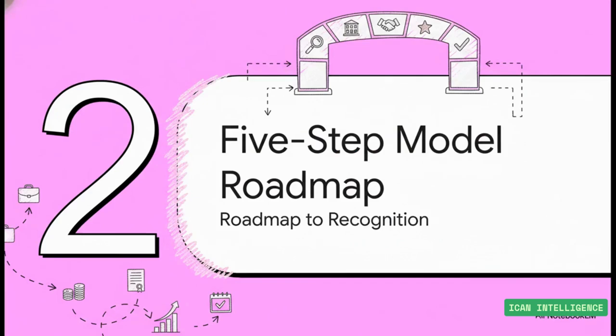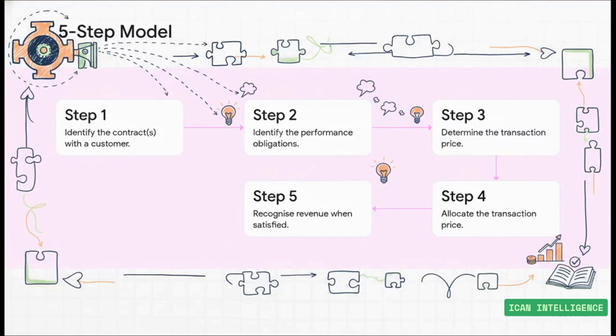Okay, so how do we actually use that core principle in a consistent way? How do we apply it in the real world for every type of contract? Well, the standard gives us this brilliant, super logical framework. Think of it as our roadmap. This 5-step model is the absolute engine of IFRS 15. Let me tell you, in your exam, you have to structure your answer around these 5 steps. It's like a checklist for success. It shows the examiner you're methodical, you're logical, and you know what you're doing. So let's break each one down.